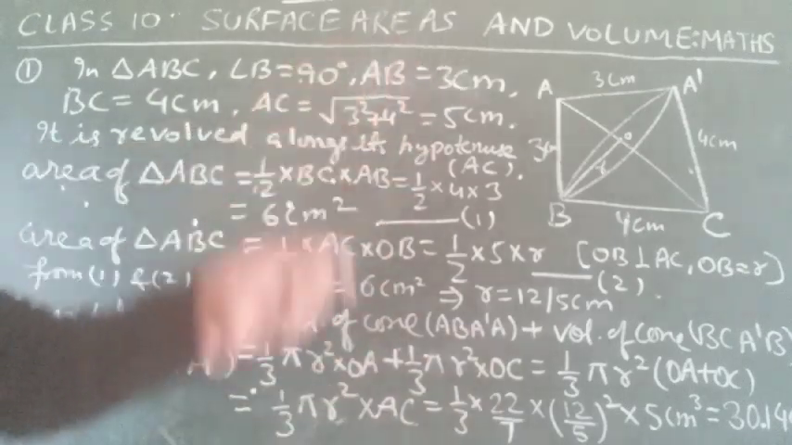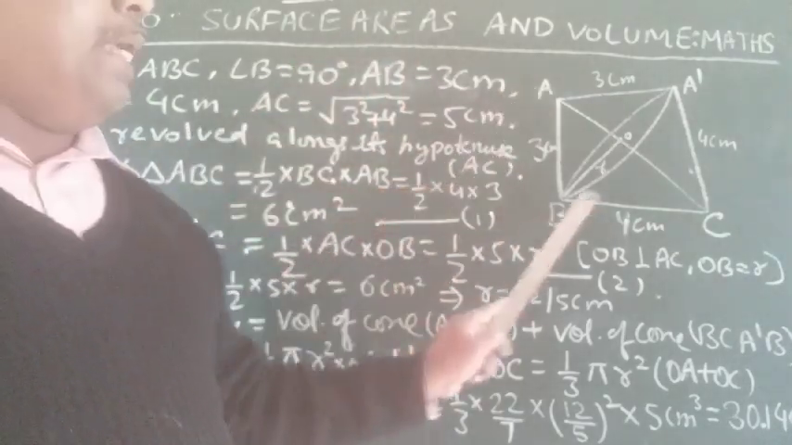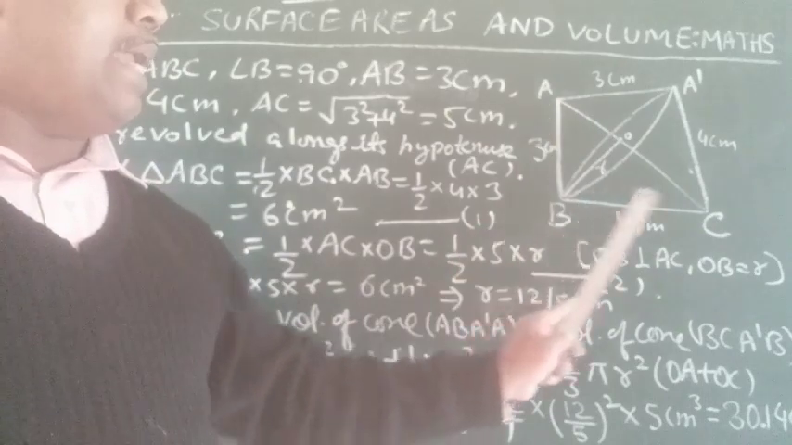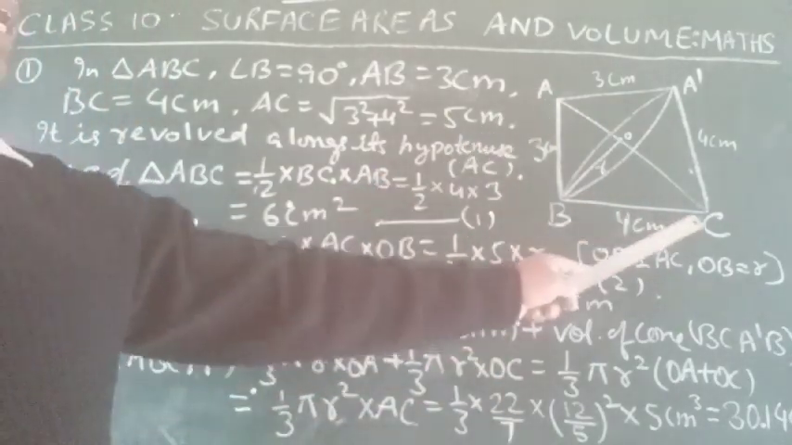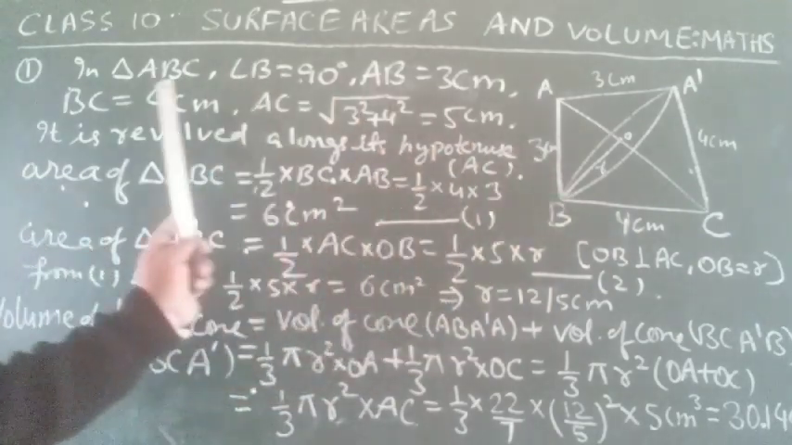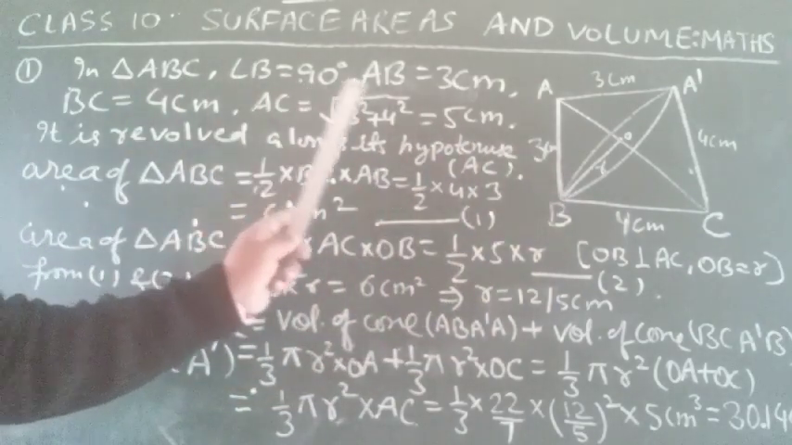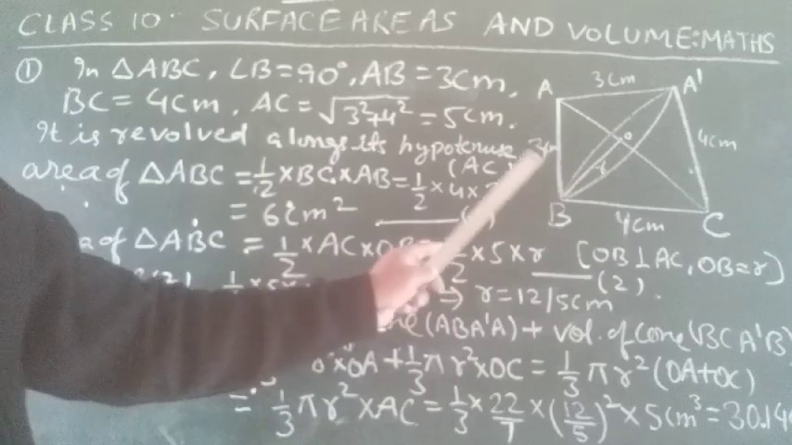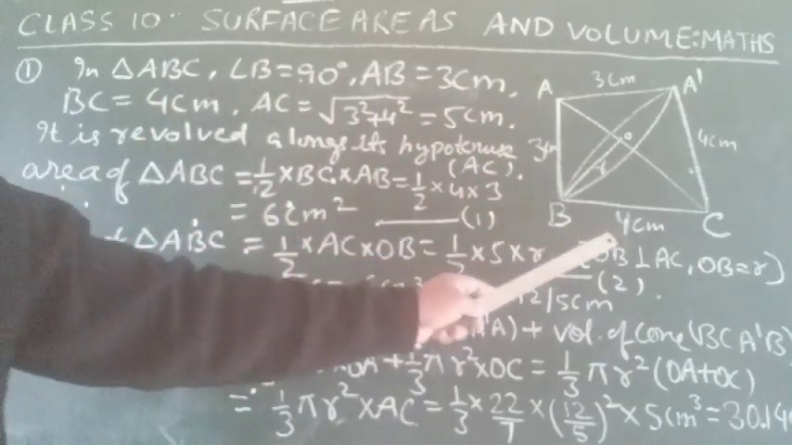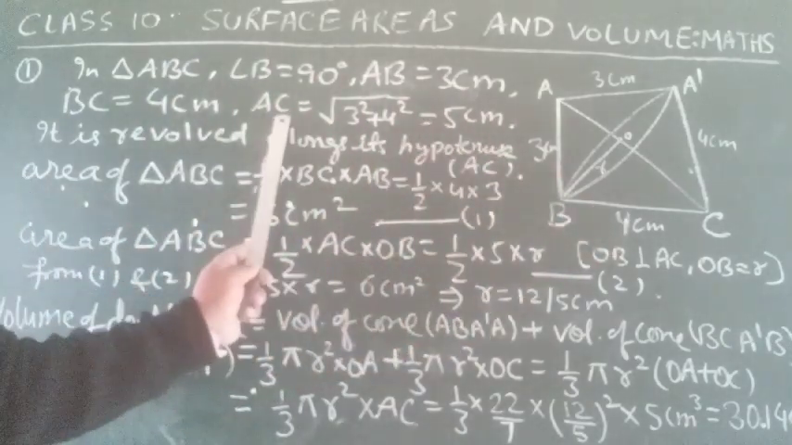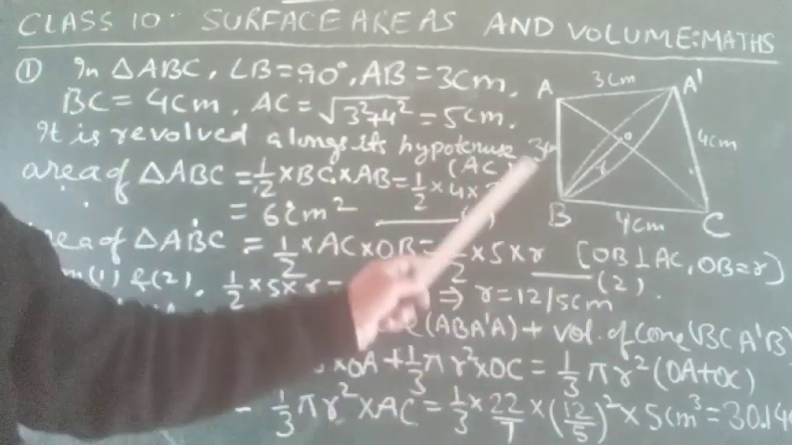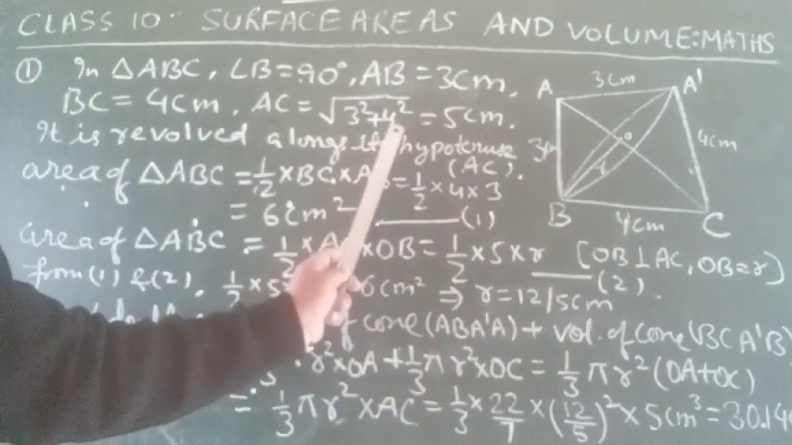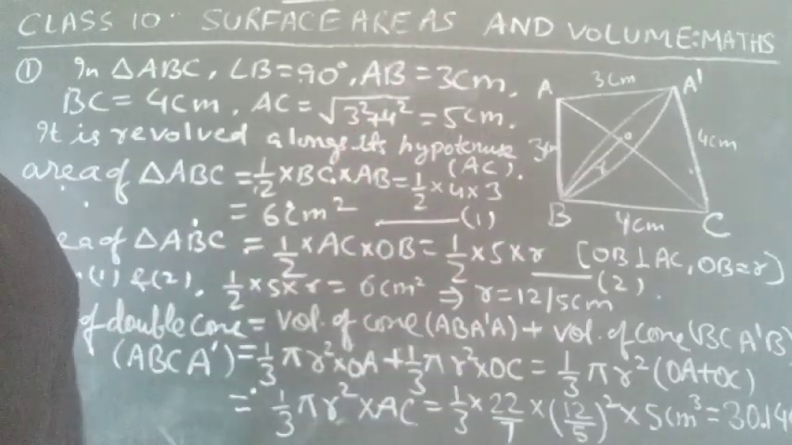Okay, look at this. ABC is a right angle triangle. Angle B is given as 90 degrees. The length of AB is 3 centimeter, the length of BC is 4 centimeter. According to Pythagoras theorem, we have to find AC. AC equals under root 3 square plus 4 square, that means 5 centimeter.